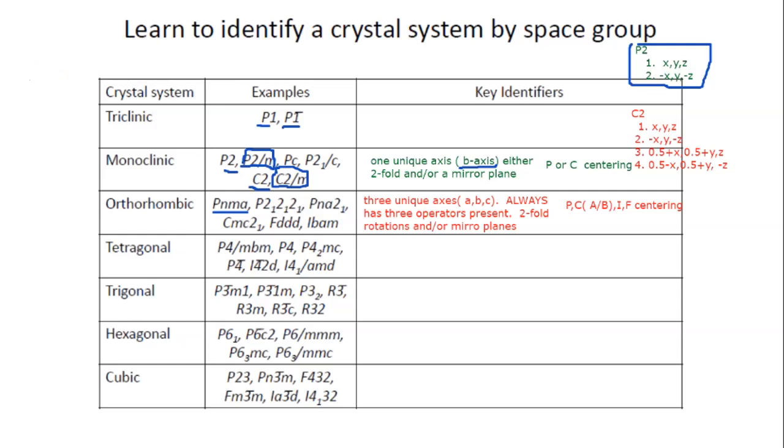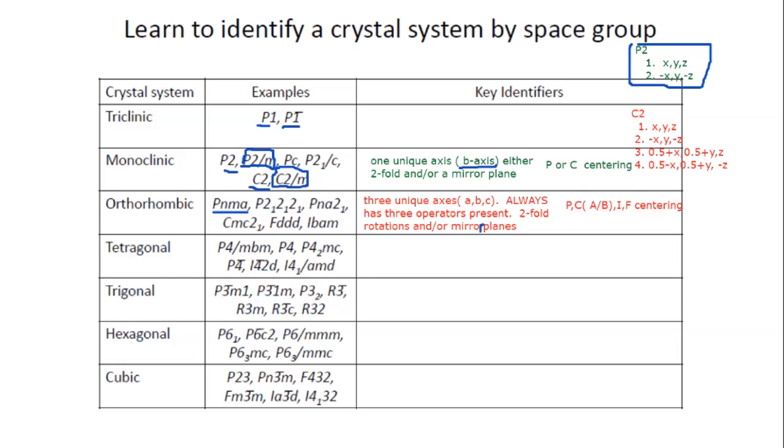So the reason is for orthorhombic, if it's centrosymmetric, orthorhombic is going to have possibly 8 operators. If it's non-centrosymmetric, it's going to have 4 operators. And we'll talk about that in just a moment. But the key thing for orthorhombic is 3 unique axes and either has a 2-fold symmetry or mirror plane symmetry.